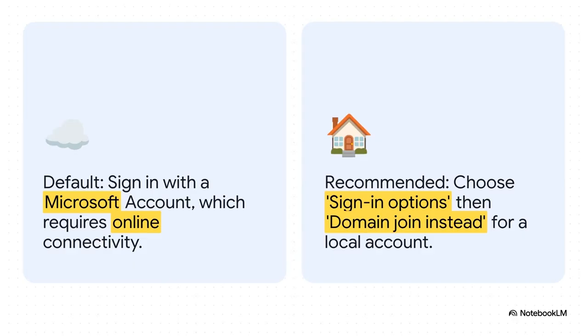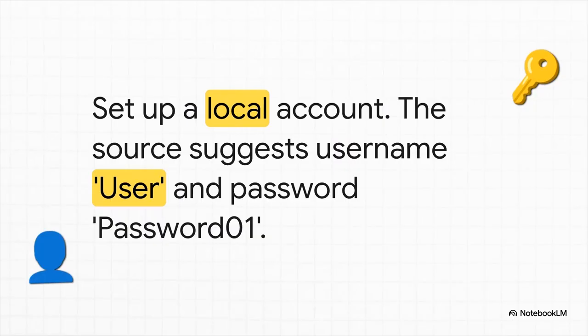Okay, so Windows is going to try pretty hard to get you to sign in with a Microsoft account. But for a simple, self-contained setup like this, the source material actually recommends a different route. You'll want to look for a little link that says Sign In Options, and then from there, choose Domain Join instead. This just lets you create a good old-fashioned local user account. No internet required to log in. And now you can create that local user. Just to get things up and running quickly, the guide we're following suggests the username user and the password password01. But of course, you can choose whatever you like here.